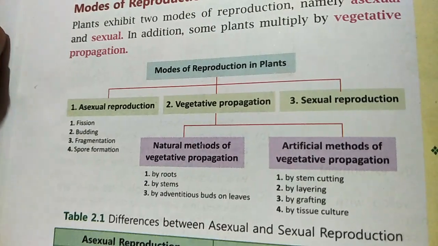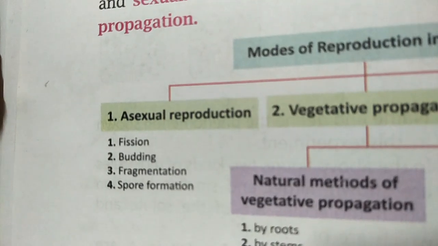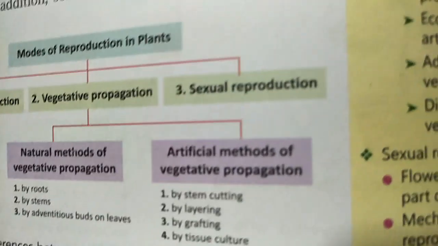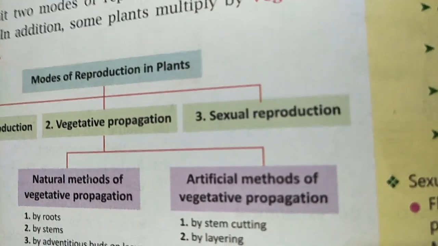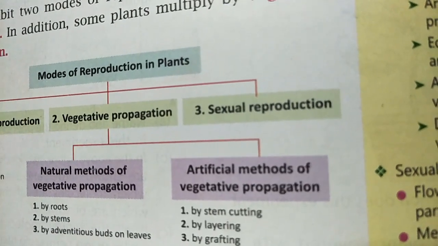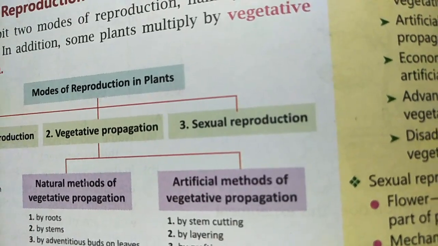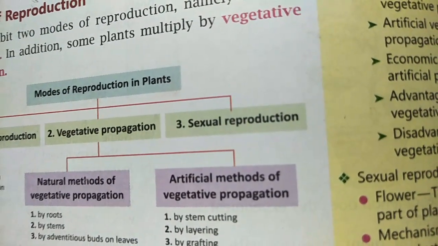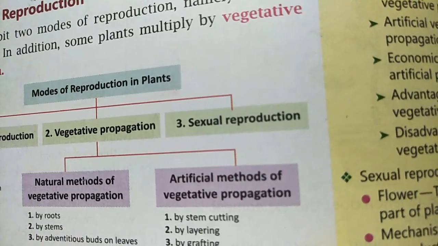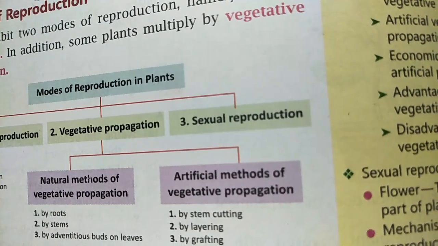First one, asexual reproduction. There are around 4 types given: fusion, budding, fragmentation, spore formation. Okay. Then sexual reproduction we know is by flowers, and through flowers, when we study about flowers, we have already studied there is pollination, followed by fertilization, then seed formation, after that dispersal of seeds, and then germination of the seed, and then a new plant is formed.